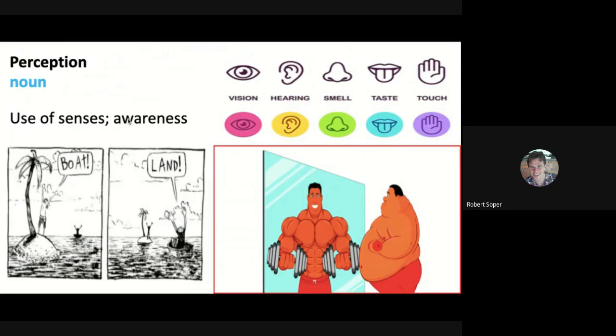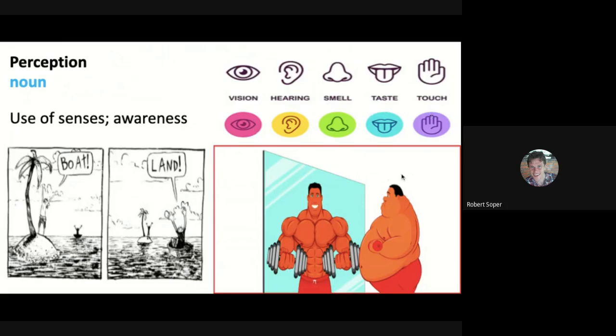Perception often involves our senses. So to perceive things correctly, we often use our five senses: vision, hearing, smell, taste, and touch. That's kind of a very psychological definition of perception and sensation. You just kind of need to know that perception is connected to these: vision, hearing, smell, taste, and touch.